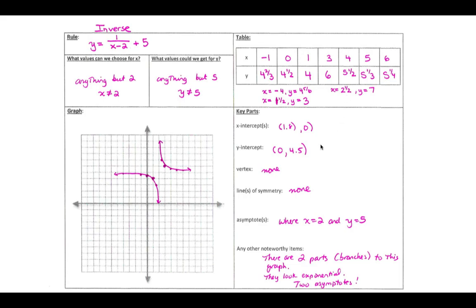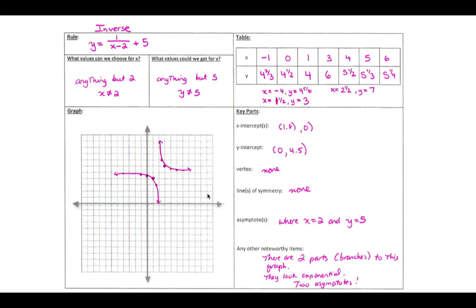And so I went to Desmos and I discovered it had an x-intercept right over here of (1.8, 0). It had a y-intercept of (0, 4.5) roughly. This thing has no vertex. It really has no line of symmetry, but it has 2 asymptotes. How cool is that? One where x is 2 and another where y is 5.